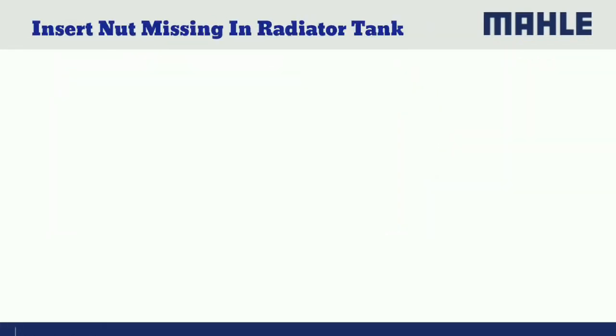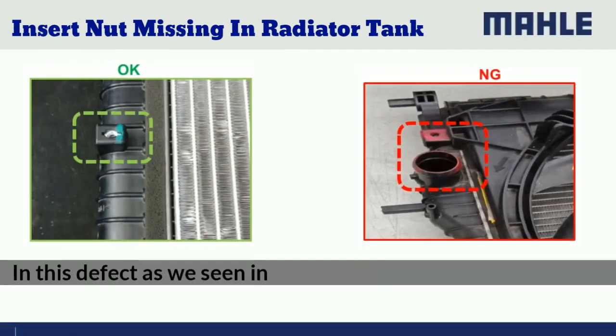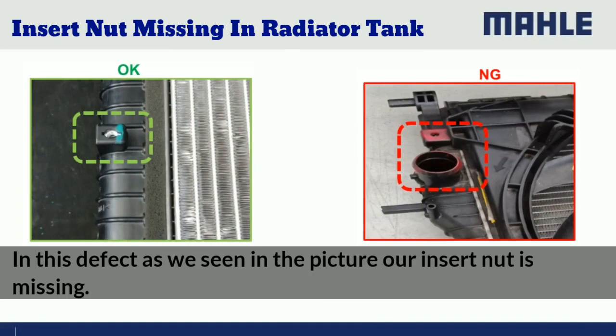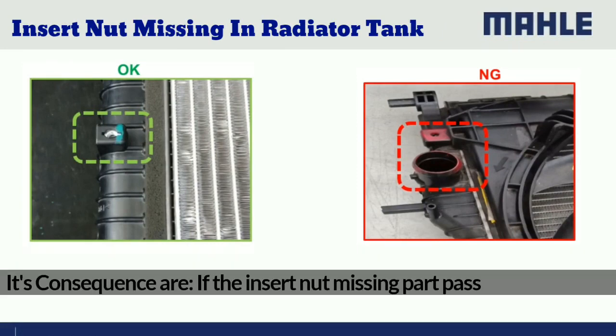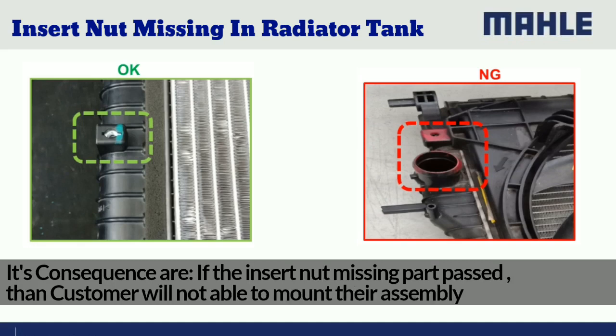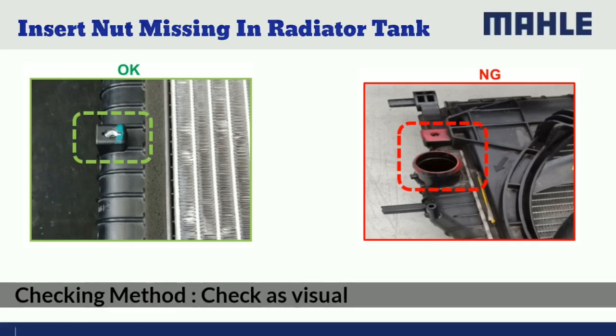Next is insert nut missing in radiator tank. In this defect, as we see in the picture, our insert nut is missing. Its consequences are that if the part with the missing insert nut is passed, then the customer will not be able to mount their assembly part. Its checking method is visual.